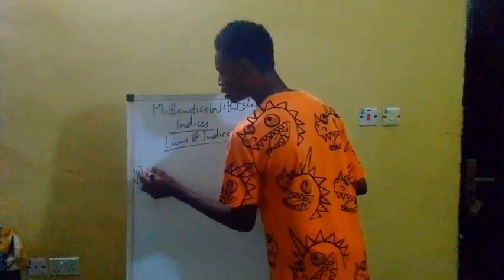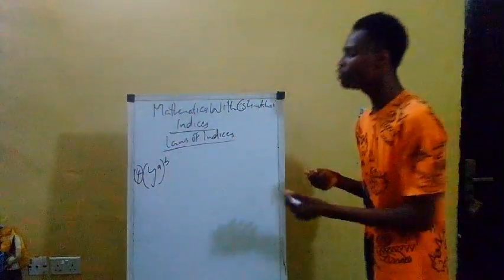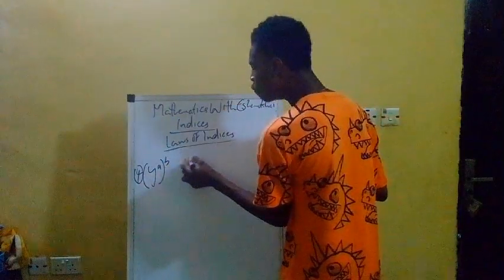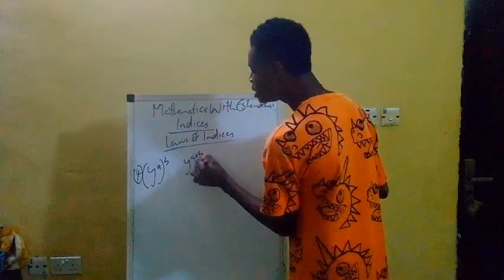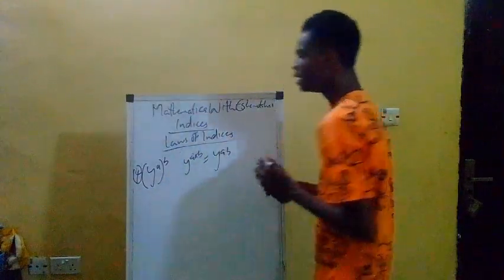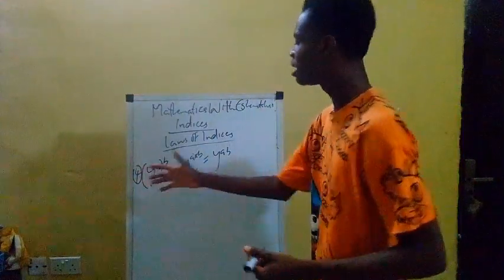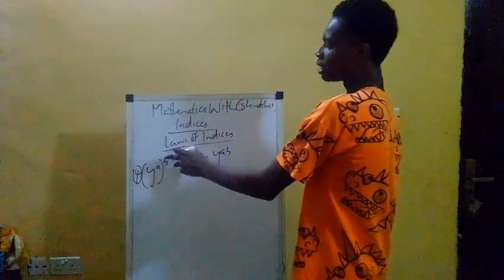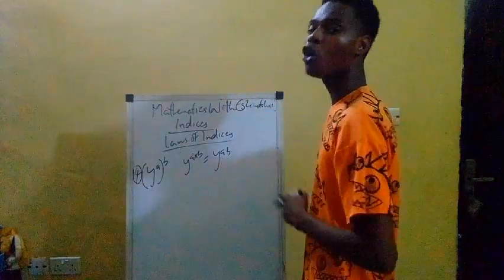Now, if you have something like this, y raised to power a in brackets, what they are telling you is you use a to multiply b. That is, you will now have y raised to power a times b. That is the fourth law of indices. So whenever you have a number raised to a power, then a bracket, and then you still have a power outside, this is what you do. This is the fourth law of indices.